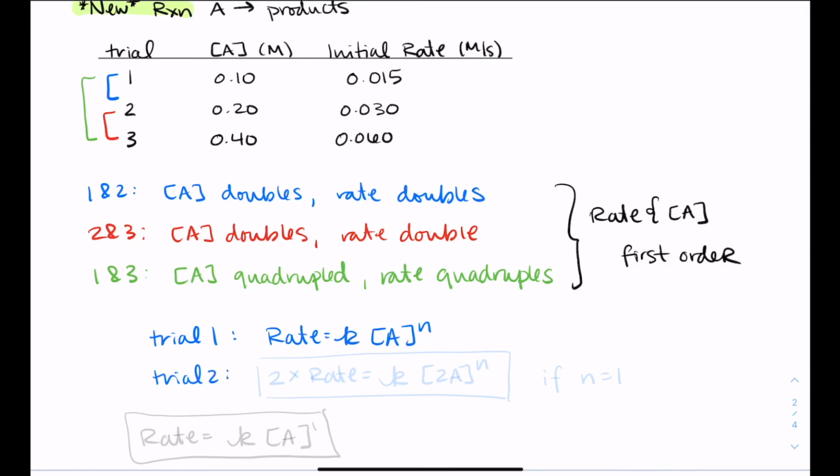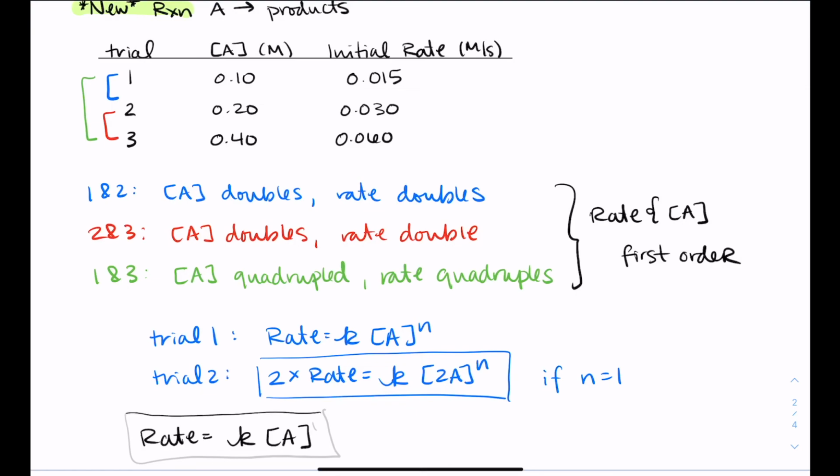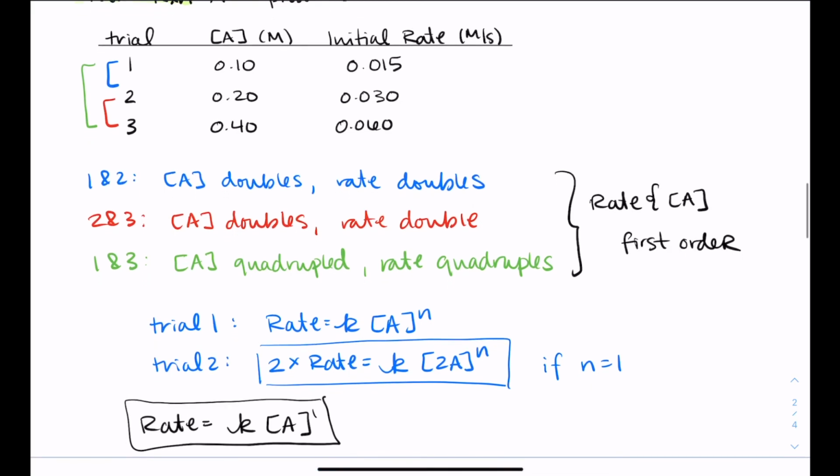When I compare this to trial 2, the rate value in trial 2 is 2 times the rate value from trial 1. So I can say 2 times the rate equals the rate constant, and then I got here by doubling my concentration, so in brackets, 2 times the concentration of A, all to the n power. So this will happen, right? If you double the concentration of A, you will get a double rate only if n equals 1.